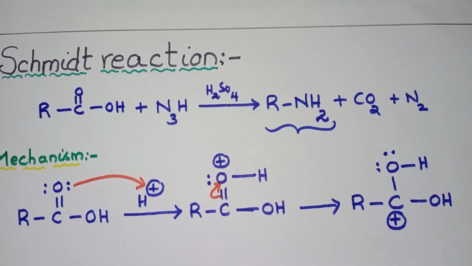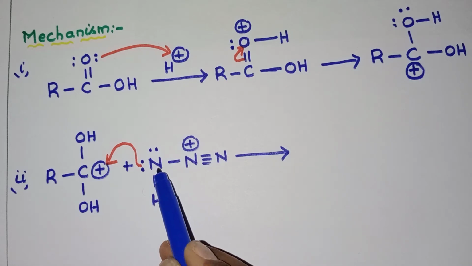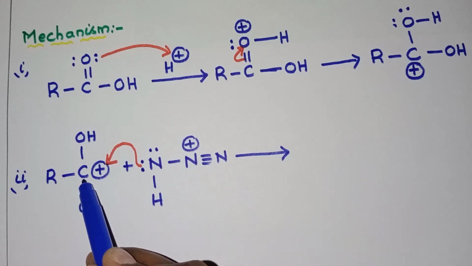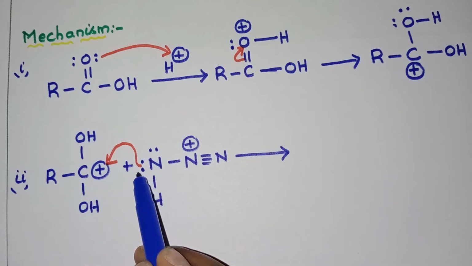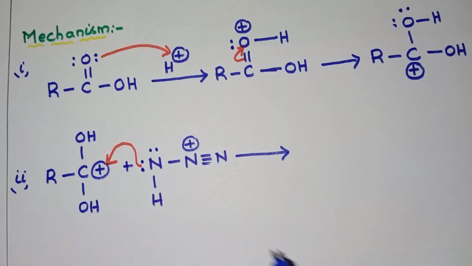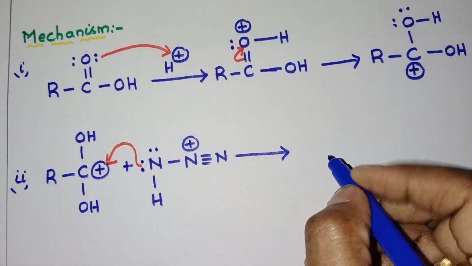Now let us see what happens in the second step. Here comes hydrazoic acid. Look at the structure of hydrazoic acid, N3H. Now, how is the positive charge on the carbon satisfied? Look here, nitrogen has two lone pairs of electrons, so it shares one of its pairs with the positively charged carbon. Hence, a bond will be formed between this carbon and nitrogen. Look here, I will write it.